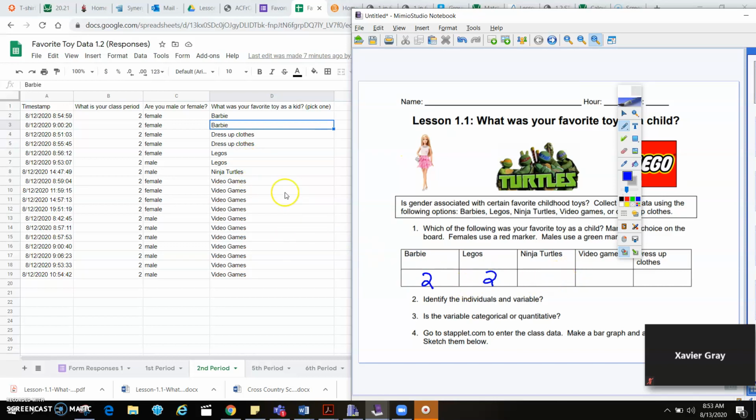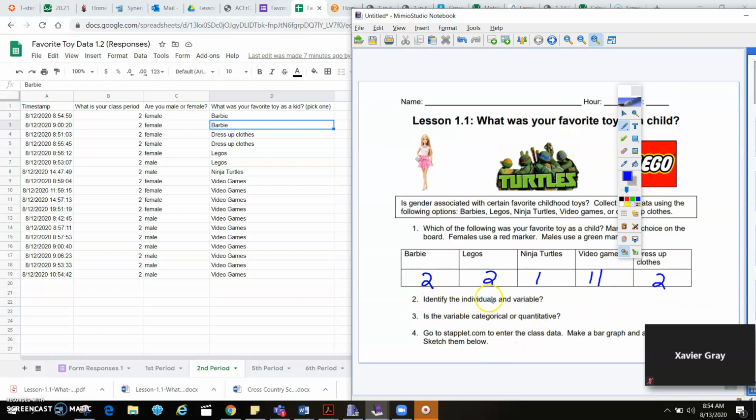Ninja Turtles, we had 1. For video games, we had 1, 2, 3, 4, 5, 6, 7, 8, 9, 10, 11. And for dress-up clothes, we had 2. We had a lot of people playing video games.